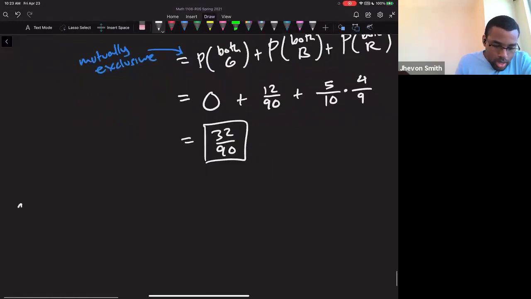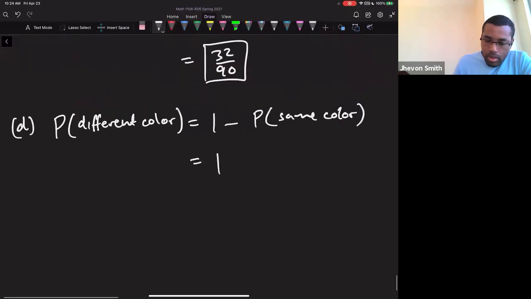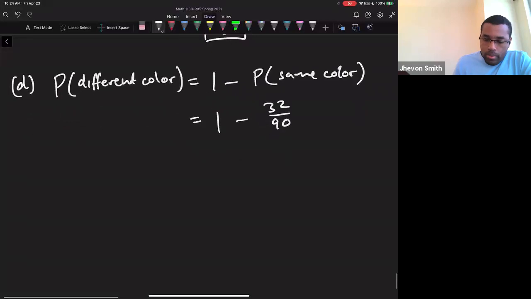And of course, D, probability of different color, is 1 minus the probability of the same color. So that would give you 58 over 90.